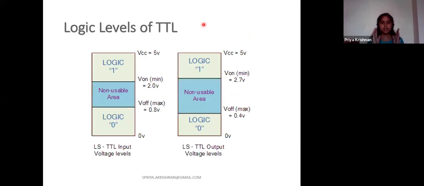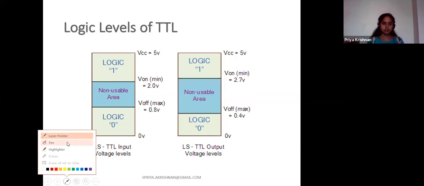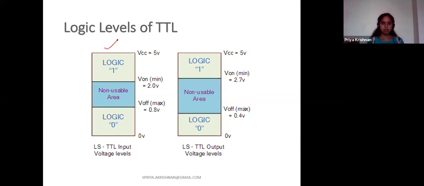So how can I represent these two voltage levels? I have 0 volts and 5 volts in my hand. How can I represent that using TTL? TTL is transistor-transistor logic. See, this complete thing is for the input side. This complete thing is for the input. This complete thing is for the output.